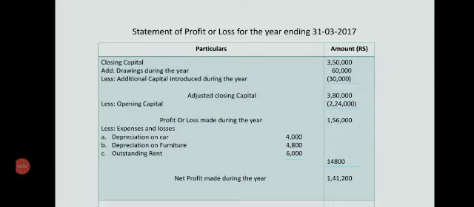So let us start with statement of profit or loss for the year ending 31st/3/2017. First we'll write closing capital 3,50,000. Add drawings during the year. As I already said how I calculated drawings. Here only you can open the bracket, write down 5,000 multiplied with 12. So you will get total drawings made during the year by the proprietor is 60,000.